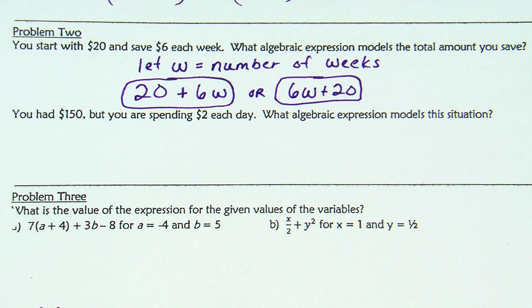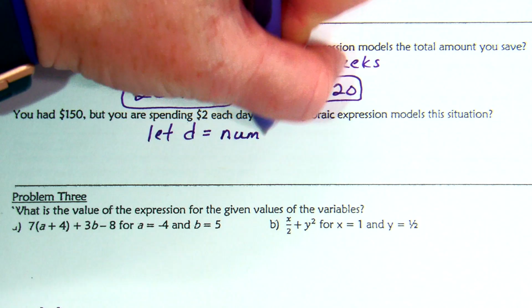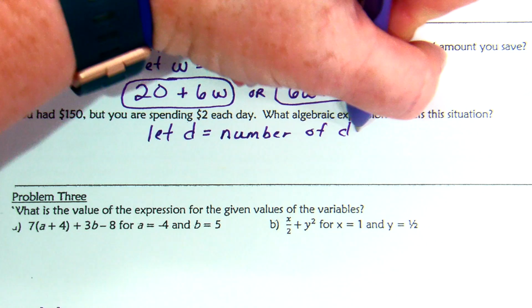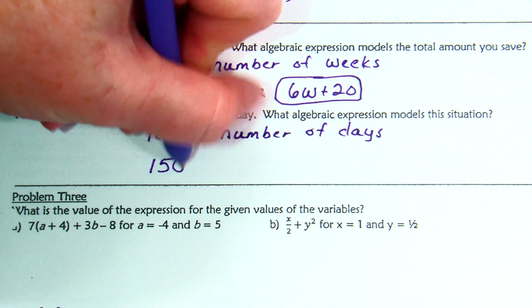So I am going to define my variable. I'm going to say let D equal the number of days, 150 minus 2D. Is it wrong if someone used X?